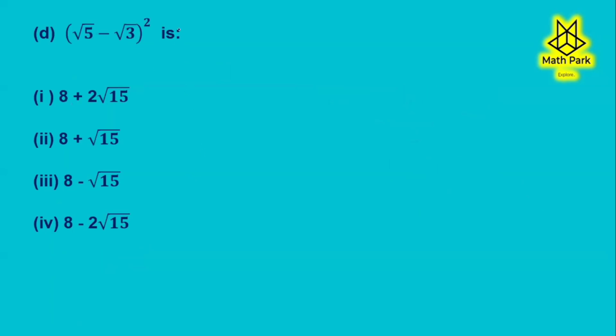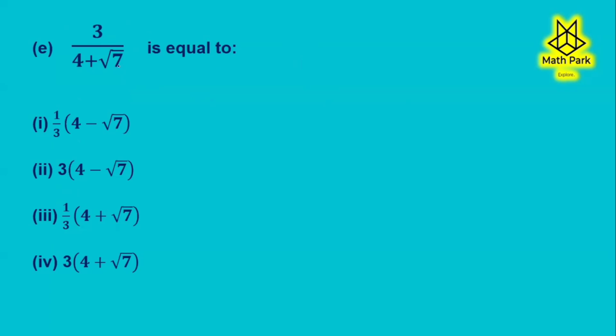Root 5 plus root 3, the whole square. a minus b the whole square is a square plus b square minus 2ab. Root 5 square is 5. Root 3 square is 3 minus 2ab. So 2 root 5 into root 3 is root 15. 5 plus 3 is 8. So 8 minus 2 root 15. The fourth option is the correct one.